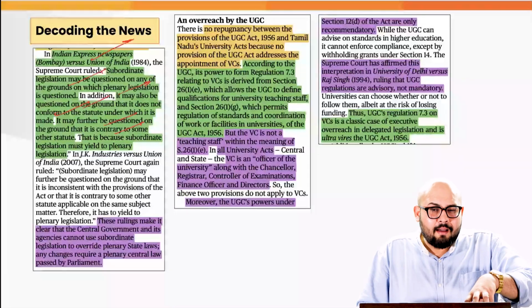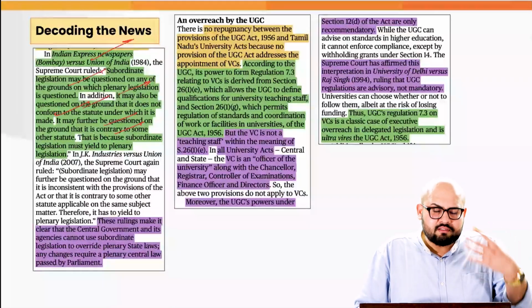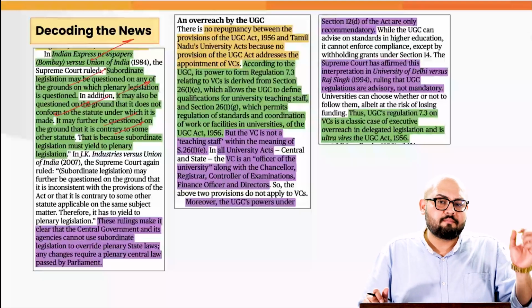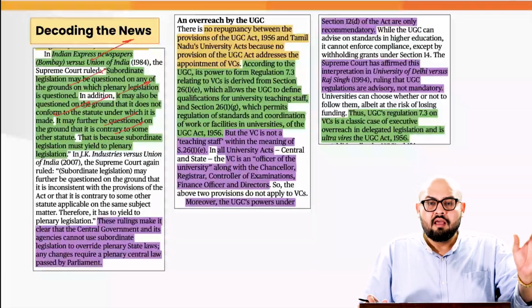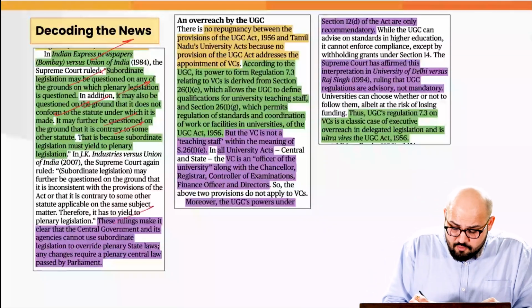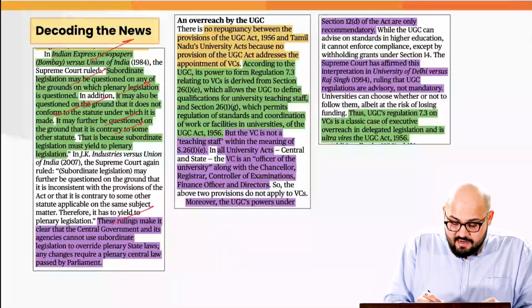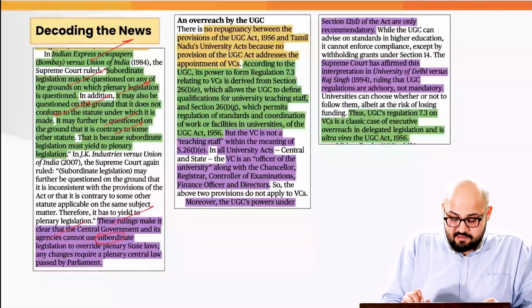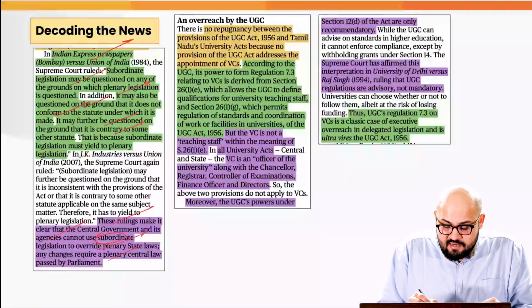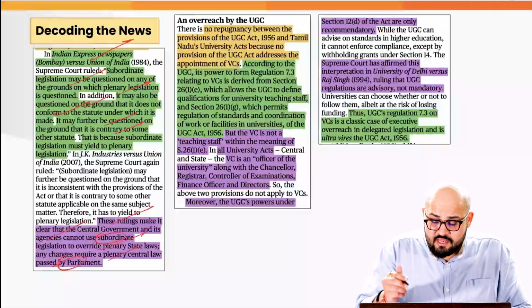Again, it's quite elaborate, but just understand what the author is trying to say: if there's a law made by the central government, by the Parliament, obviously it would prevail. But we cannot say the same for delegated legislation, right? These rulings make it clear that the central government and its agencies cannot use subordinate legislation to override plenary state laws. Any changes require a plenary central law passed by the Parliament. And overreach by the UGC.